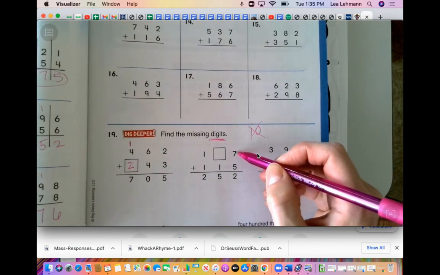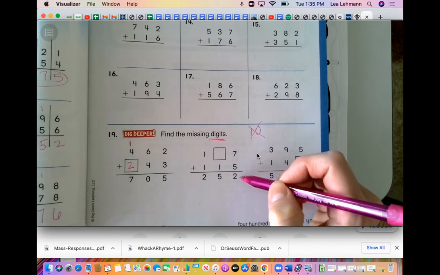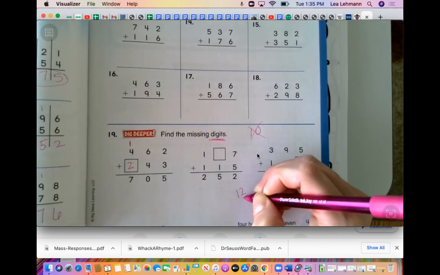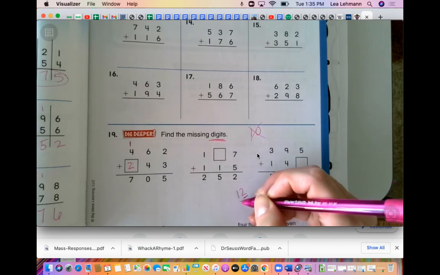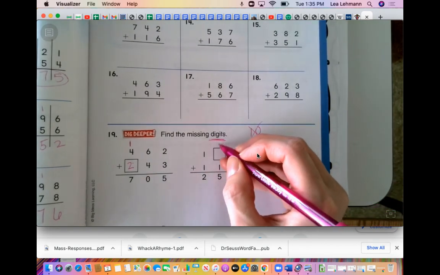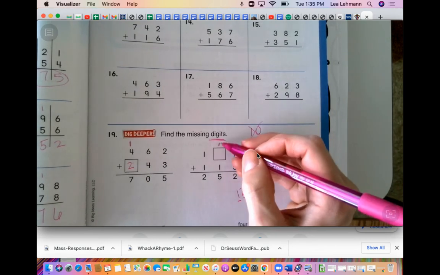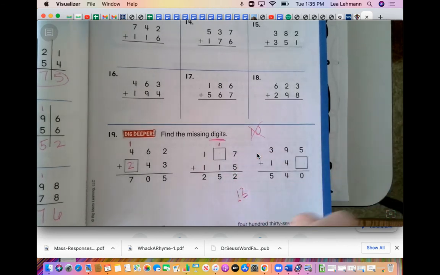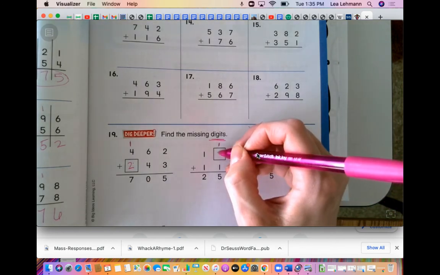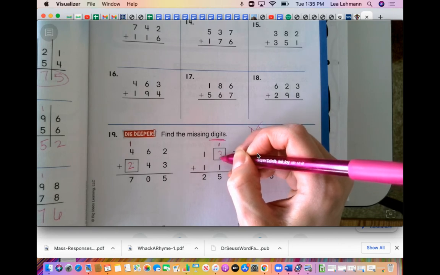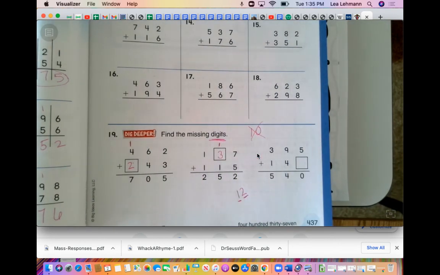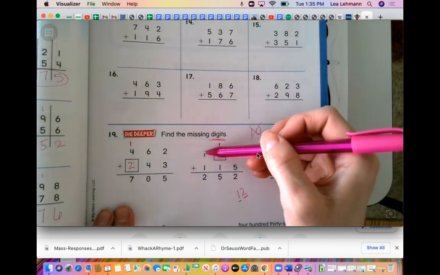All right, look at the next one. It says 7 plus 5. What is 7 plus 5? It's not 2, it's 12. So they put the 2 right there. The 1 is going to go up there. So my 1 plus what plus 1 is 5? 3. Jay is very excited. Jay, do you love math? And then my 1 plus 1 is 2.